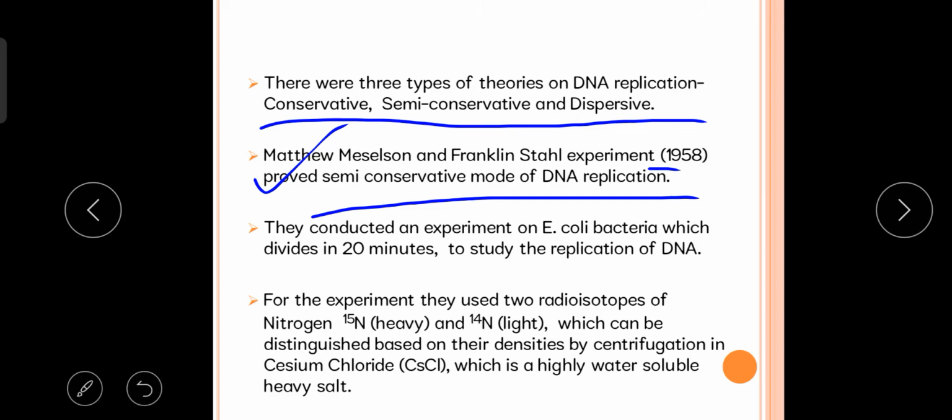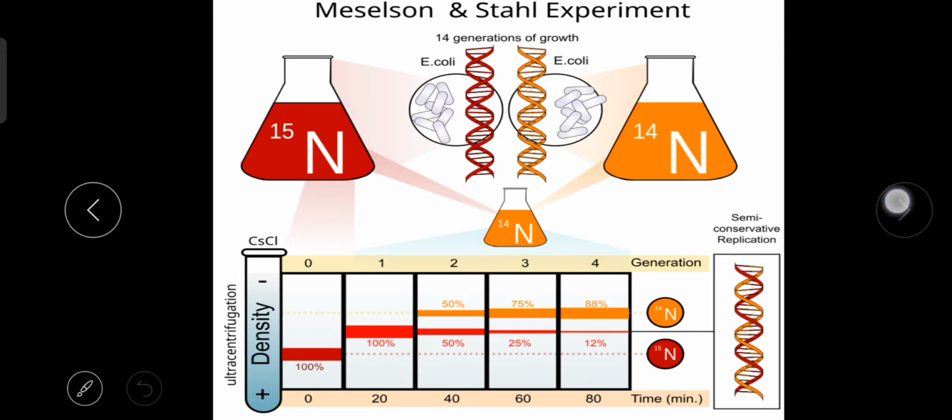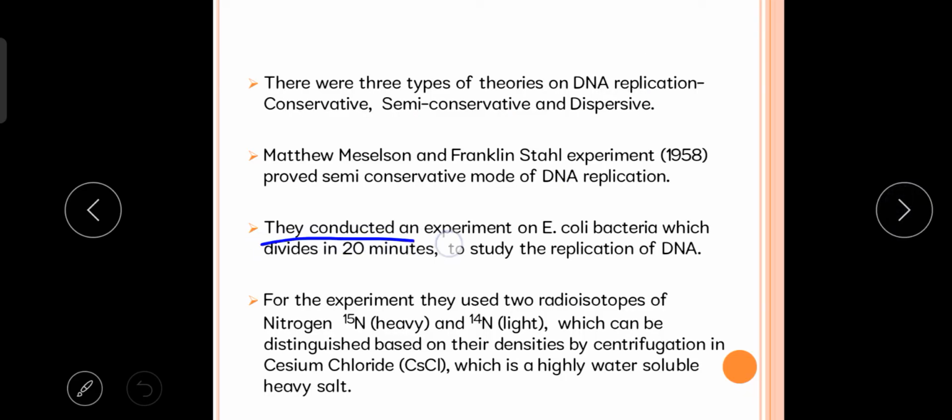For this experiment they experimented on E. coli bacteria to prove this supposed mode of replication. Remember, they experimented on E. coli bacteria, and always remember, E. coli bacteria divides in 20 minutes. That means cell division occurs every 20 minutes. So they conducted an experiment on E. coli bacteria which divides in 20 minutes.